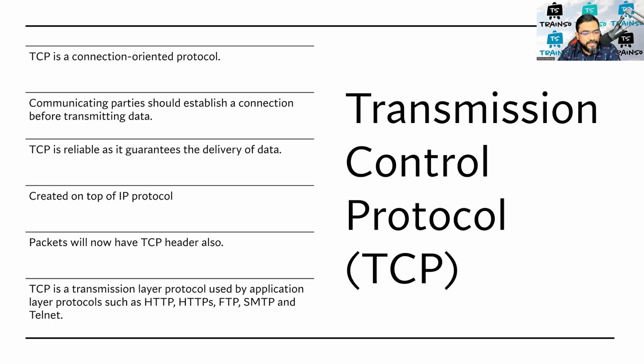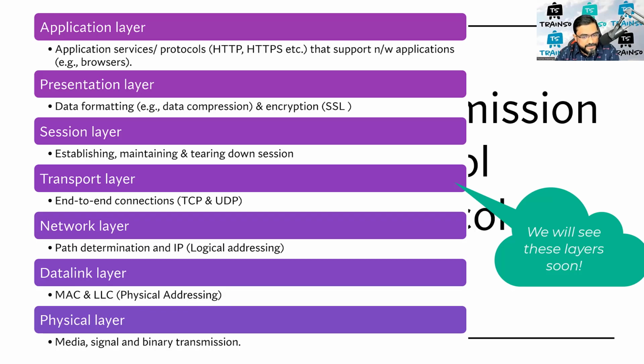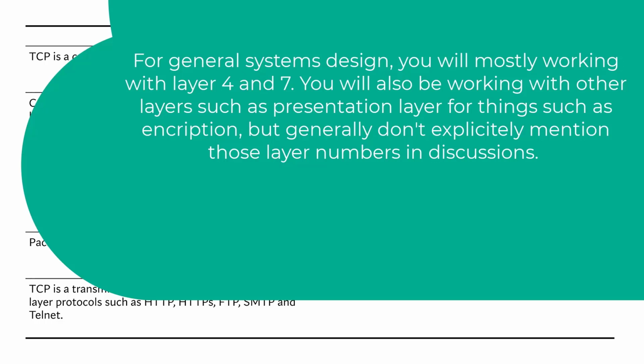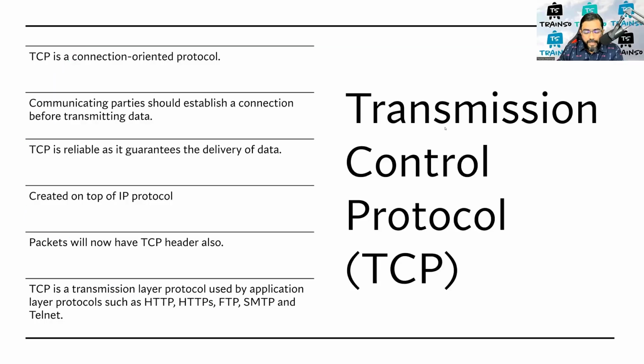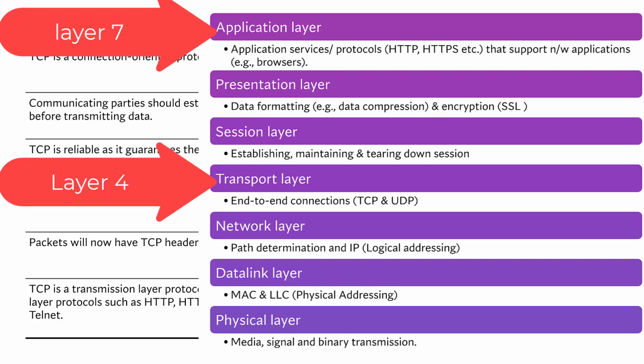So TCP is a transmission layer protocol. We will see which are the layers shortly. So TCP is a transmission layer protocol used by application layer protocols such as HTTP, HTTPS, FTP, SMTP, and Telnet. So you may not be working a lot on the other layers except transmission layer and application layer. So if you are working on cloud, you will be mostly working with two layers, the layer 4 and the layer 7, which we will see shortly.